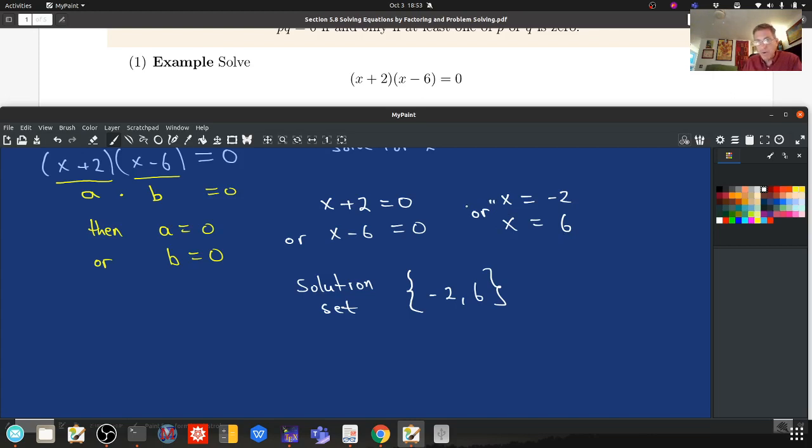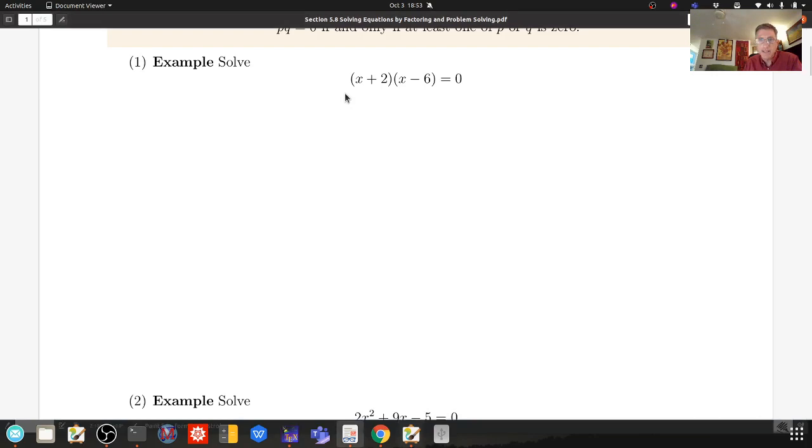The or is important, and usually it's understood, but I'm pretty sure in my math lab they're going to ask you to enter the elements minus 2 and 6 in a solution set, and they may actually give you the curly braces indicating it's a set.